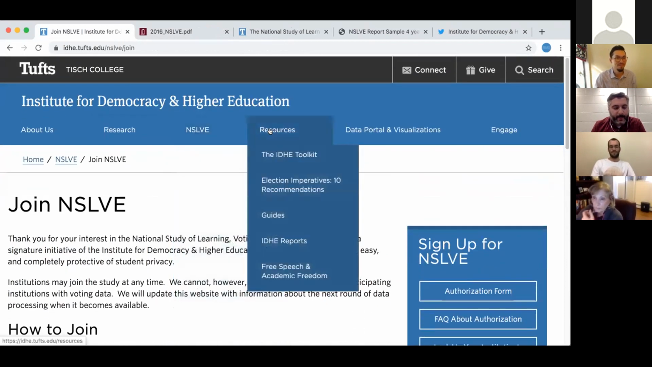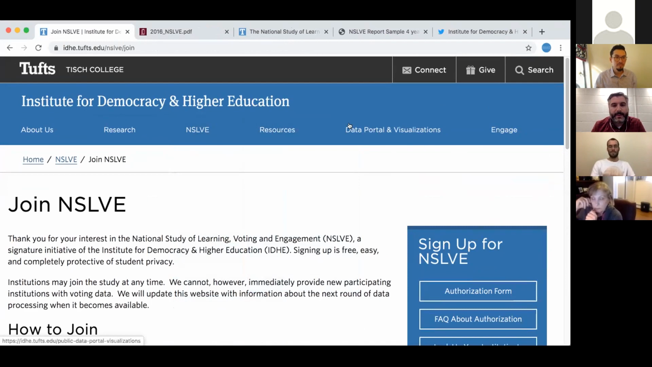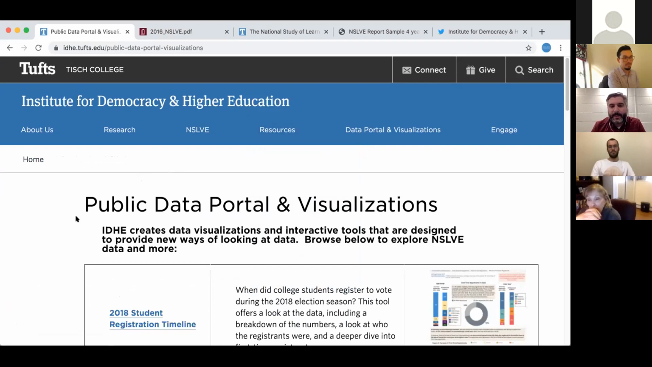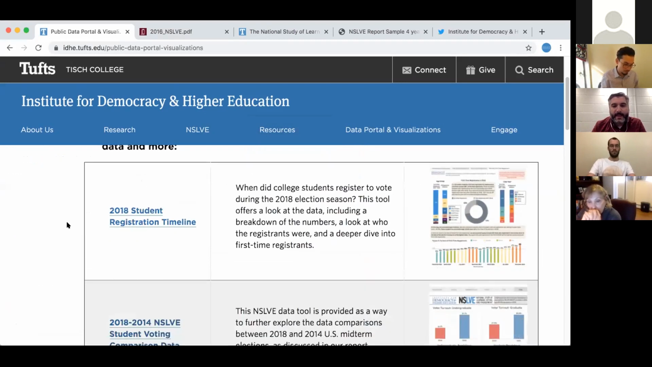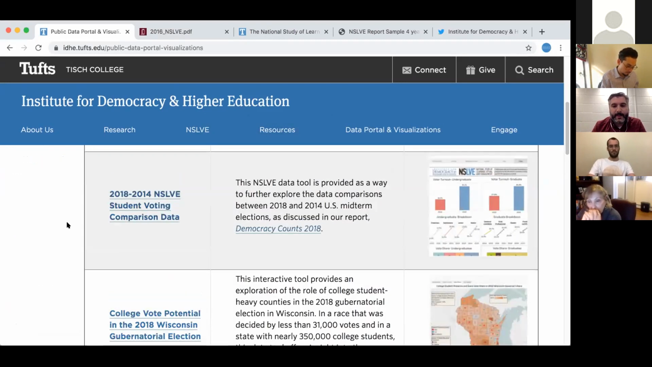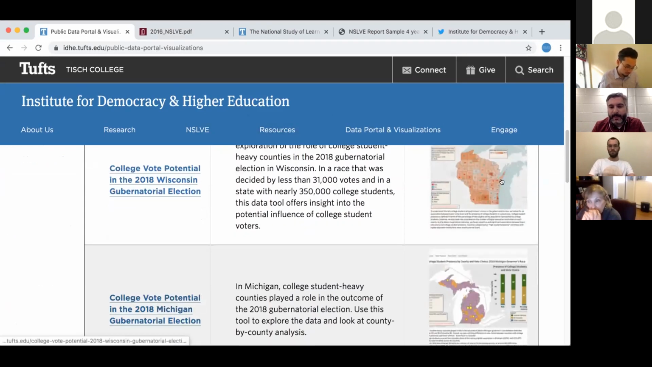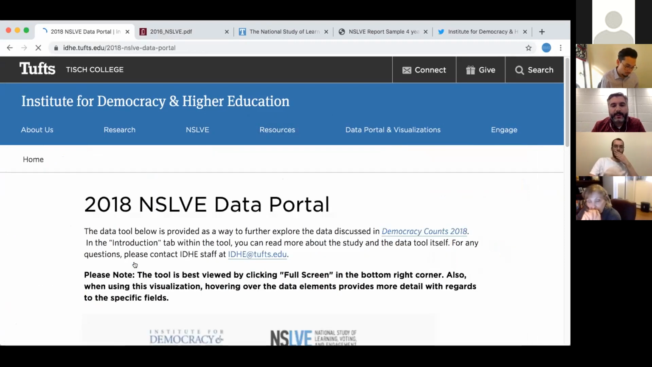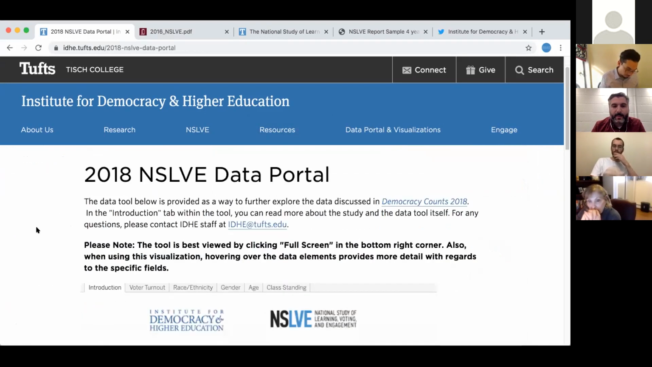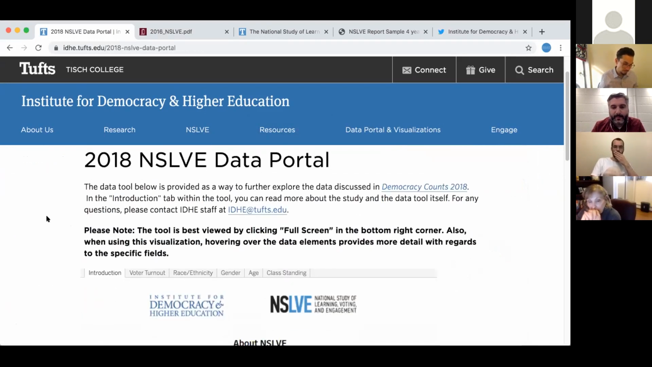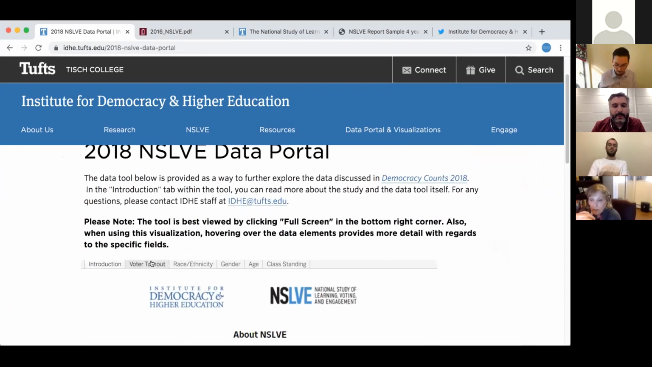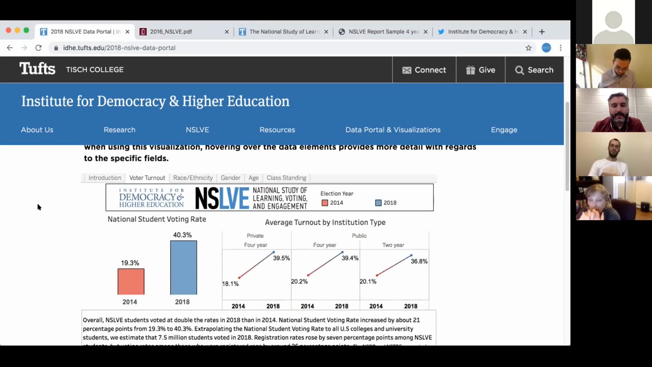Once you're signed up, the last thing I will show you are a few resources on our website. If you're a person who wants to look a little bit more, you can go to the Data Portal and Visualizations tab, and we have a ton of great resources up here. Sometimes we'll do one-off things, like this analysis of the Wisconsin gubernatorial election 2018. And if you're interested more in the national numbers, we put up visualizations for the big election years like this. This is the 2018 NSolve data portal, where you can look at the national numbers if you want to see beyond just your own campus.